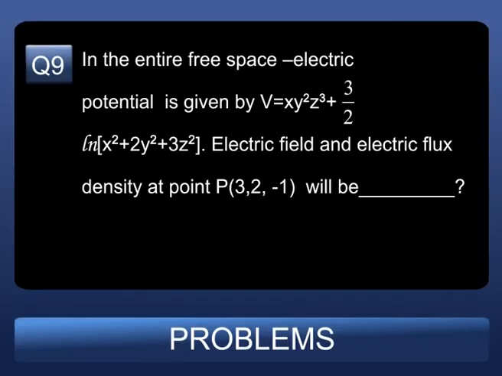Problem 9. In the entire free space, electric potential is given by V equals xy square z cube plus 3 by 2 natural logarithm of x square plus 2y square plus 3z square. The electric field and electric flux density at point P of (3, 2, -1) will be.